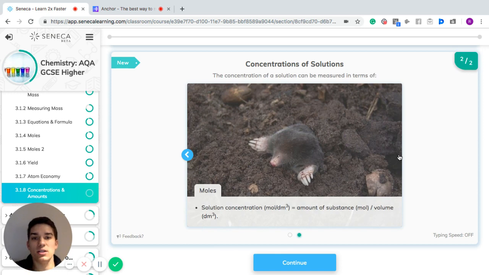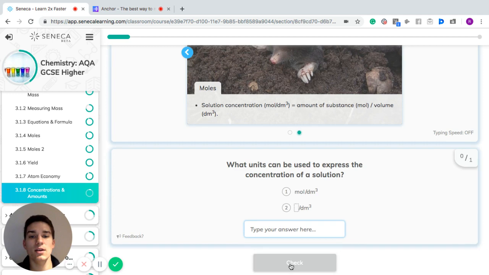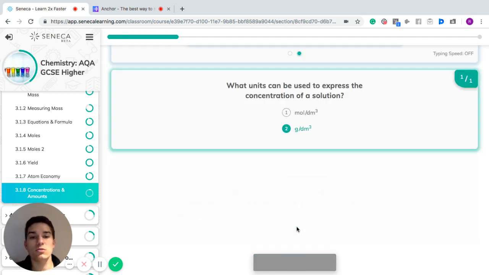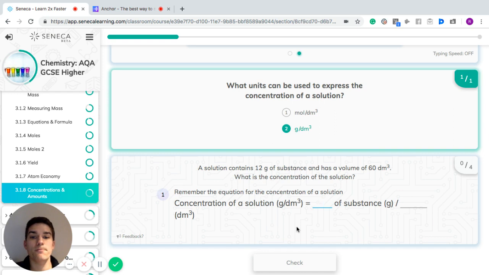You can also measure concentration in terms of moles. So that's moles per dm cubed. And that's the amount of the substance, the number of moles, divided by the volume in decimeters cubed. So let's recap some of that. Those two units that we've got, moles per dm cubed and grams per dm cubed, are the two different measurements of concentration that we need to know.